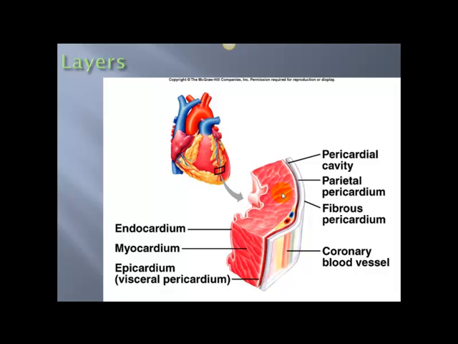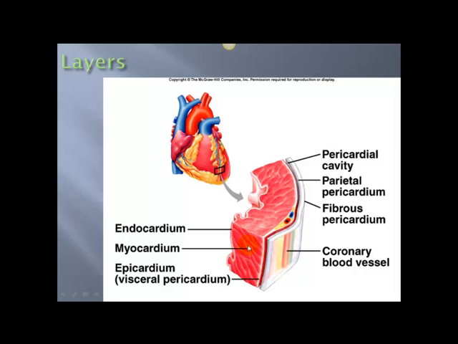If we take a look at the layers of the heart, or the makeup, if you were to cut through the heart as a cross section, you pull out a little chunk or a piece here. You see quickly the epicardium is also called the visceral pericardium. Then you have this middle layer, the myocardium.